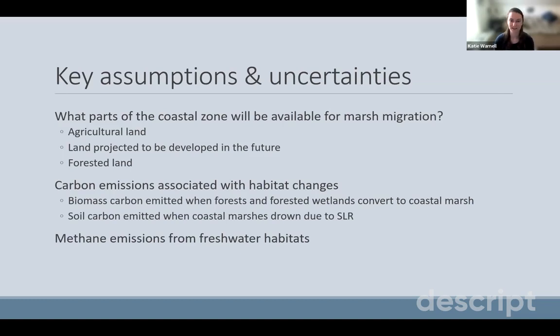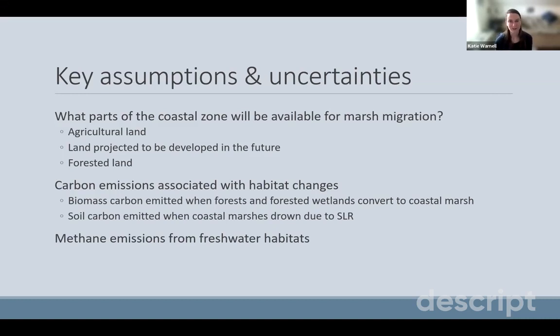converting to marsh, because there are things that people can do to prevent inland migration of marshes and saltwater intrusion. And in some places that's already starting to happen, building berms and pumping out water and things like that, although it is expensive. So when we allow marsh migration into those areas, it increased the future area of coastal marsh, but it also increased carbon emissions because we've got additional land conversion and additional emissions from biomass.